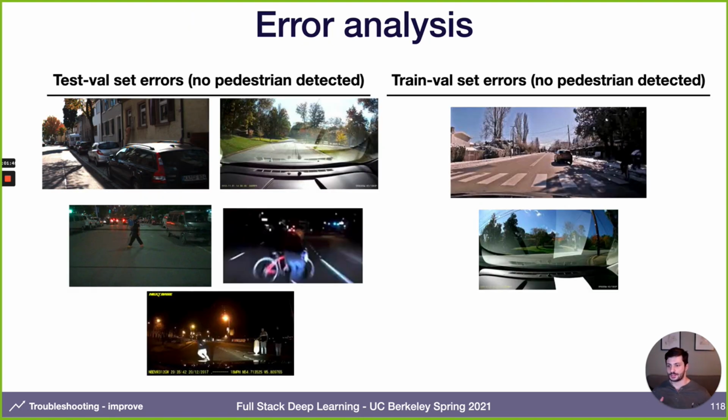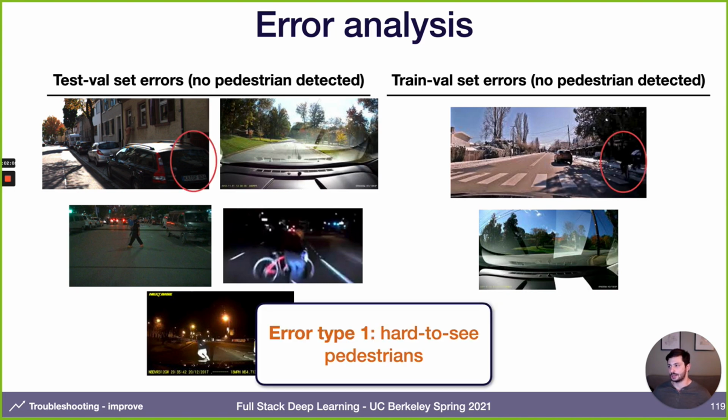So we talked about this idea of error analysis a few times. Let me give you a more concrete example. Suppose that these are some of the errors that we're seeing in our test validation set and in our train validation set. And these are errors where there is actually a pedestrian in the image, but we're not detecting it. So let's try to reason about what are possible causes of errors in these data sets.